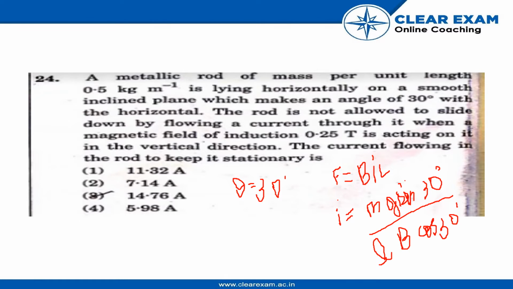The question is: a metallic rod of mass per unit length 0.5 kg per meter is lying horizontally on a smooth inclined plane which makes an angle of 30 degrees with the horizontal. The rod is not allowed to slide down by flowing a current through it, with a magnetic field of induction 0.25 T acting on it in the vertical direction. The current flowing in the rod to keep it stationary is what we need to find, the value of current which we need to keep the rod in a stationary position.